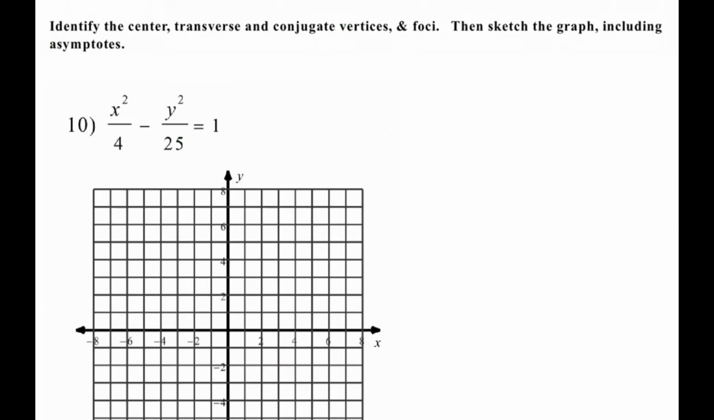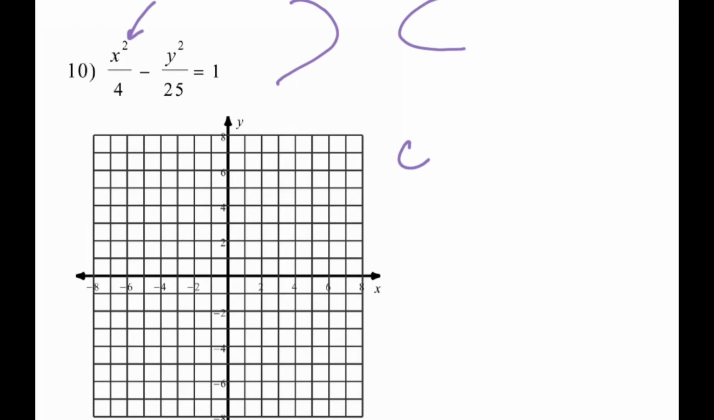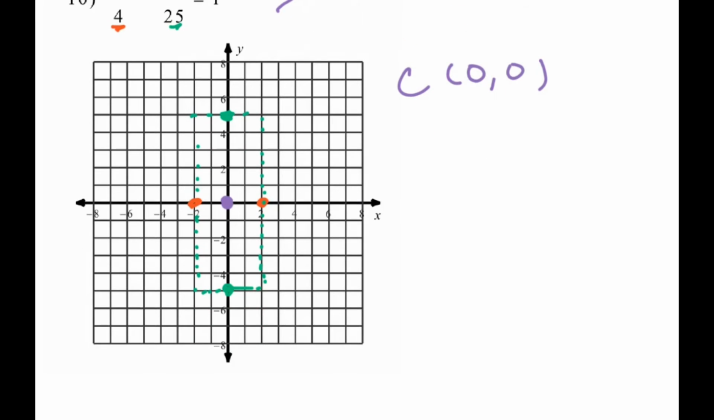Okay, the next one, x is first, and so it's going to be opening this direction. So I find my center. My center is at 0, 0. My transverse axis is going to go out 2. My conjugate axis will be up 5 and down 5. So this is an example where the conjugate axis is longer than the transverse axis. It's not like major and minor axis with an ellipse where the major is always bigger. So with a hyperbola, it's a little bit different.